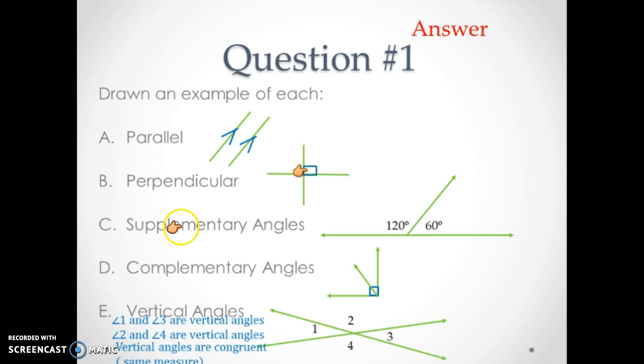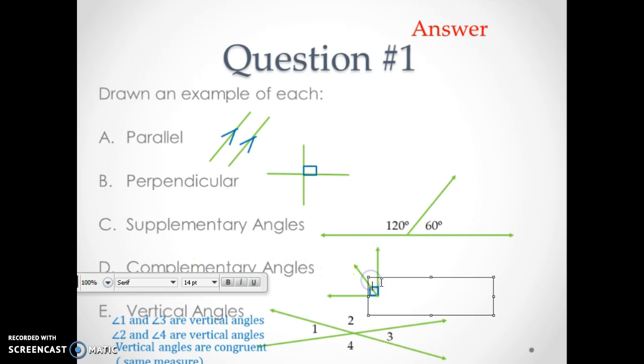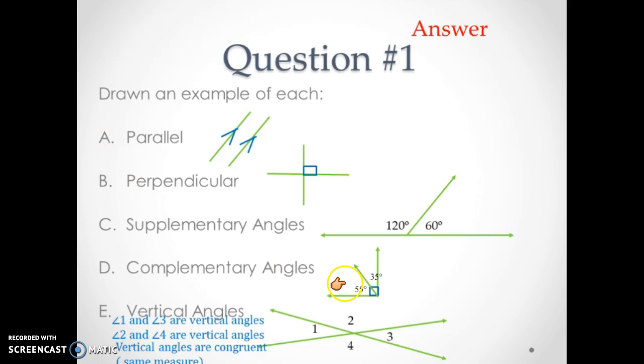right angles. Supplementary angles, two angles that sum together to equal 180 degrees. And complementary angles that sum together to equal 90 degrees. We don't show them here necessarily, but you could have. Or in this case, that square indicates a right angle, which means 90 degrees. So these two angles form a right angle, therefore they are complementary. So 55 and 35 degrees could be those measures.